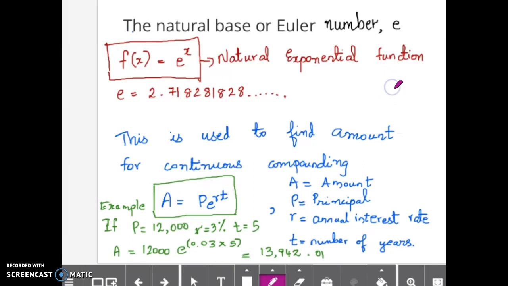3% is converted to a decimal, it's 0.03. If you don't know how to do that, 3% is really 3 over 100. That's how I get the 0.03. So instead of r, you plug in 0.03 times, instead of t, you plug in 5, because the number of years is 5. Once you put it in the calculator, you get your answer as 13,942.01. You only have to do these kinds of problems when you're using the natural base, or e.